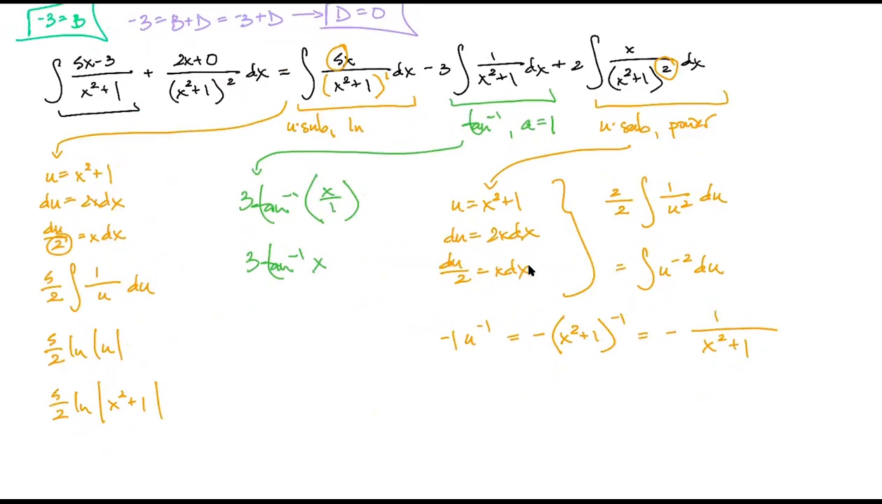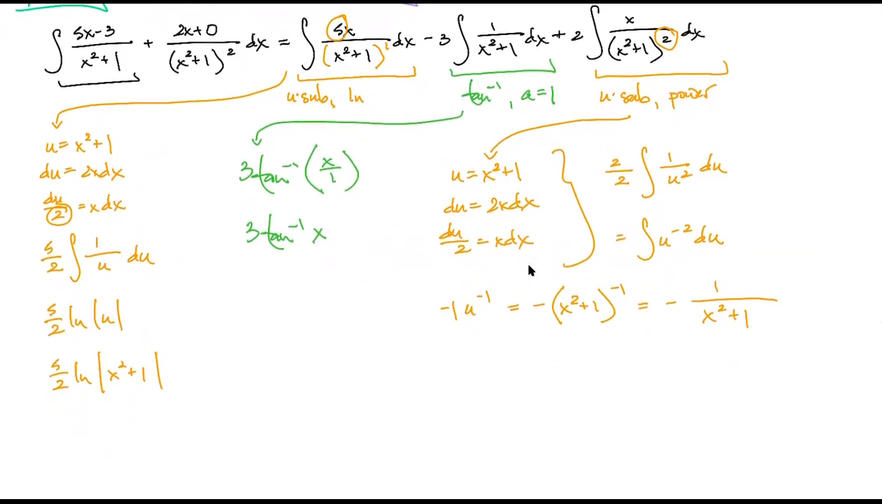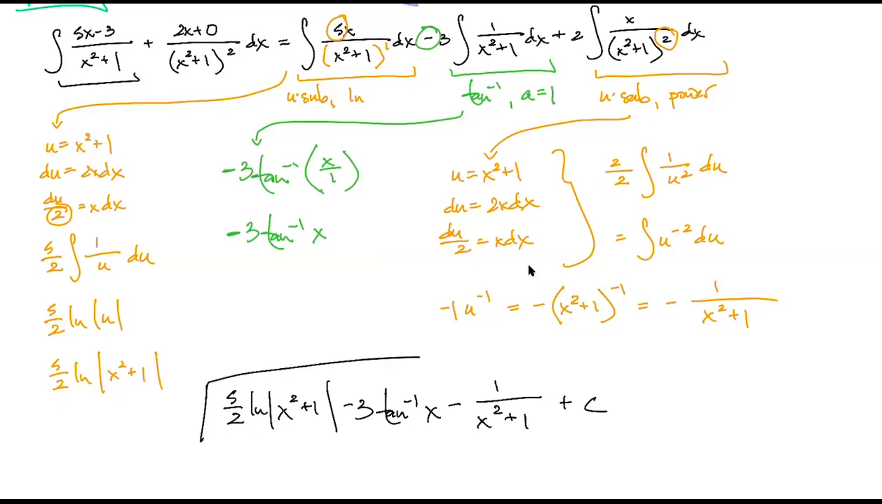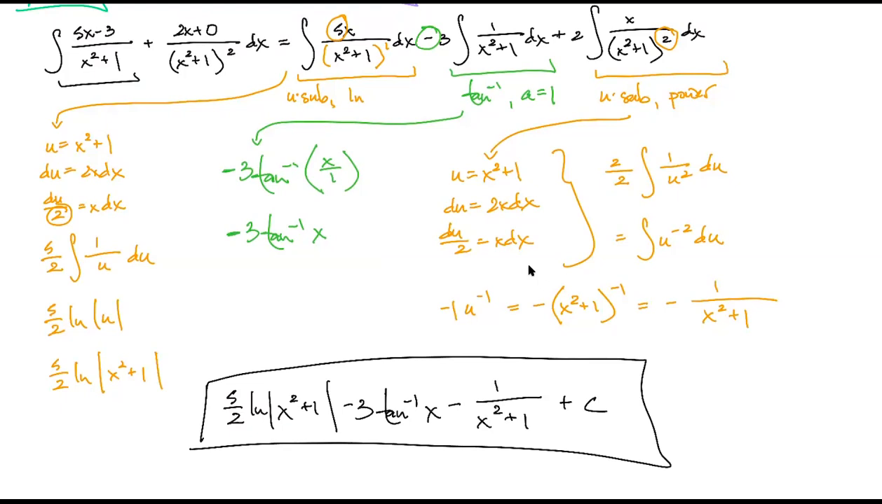So altogether, we ended up with 3 integrals. Each one used a different technique. And once we've done that, at the end, we just string them all together, and we've got our answer. So we've got 5/2 natural log of x squared plus 1 minus 3 arctan x minus 1 over x squared plus 1 plus c. I'm going to bring down that negative because I lost it along the way. And that is our final answer.